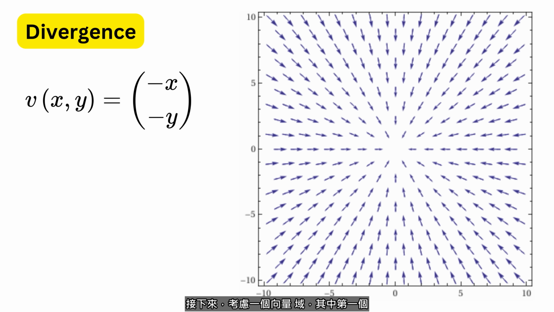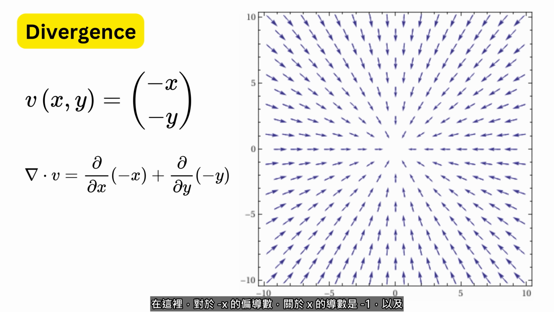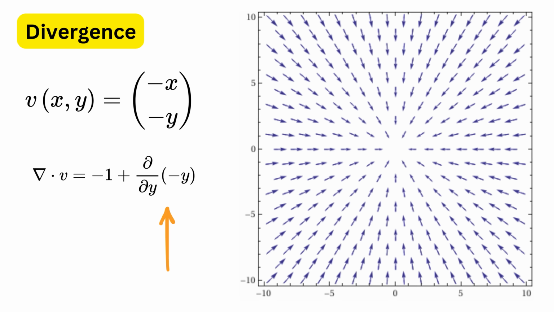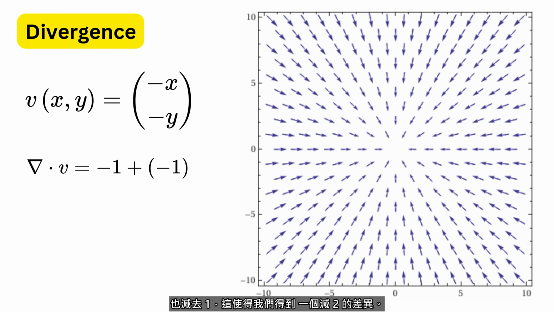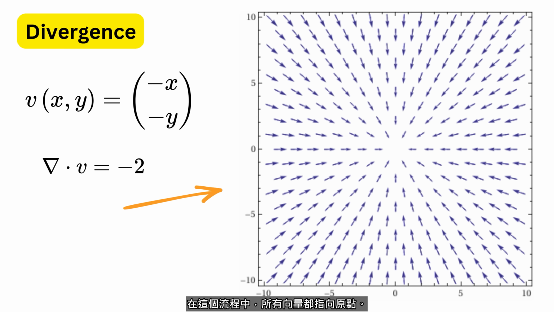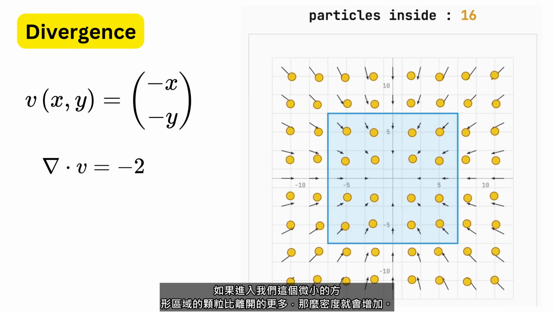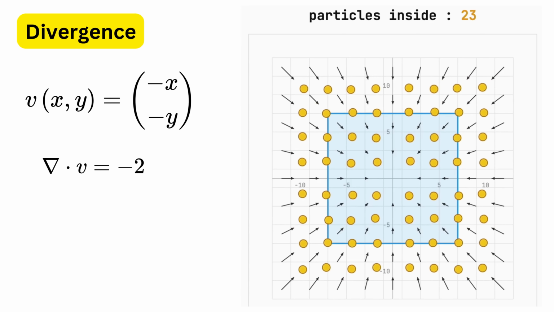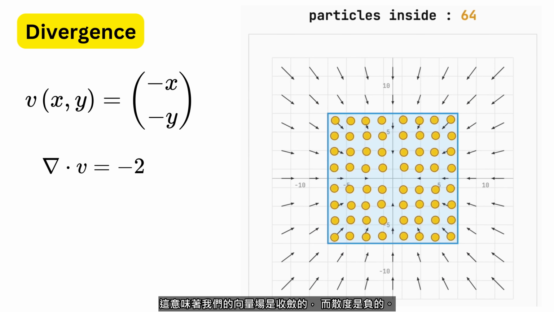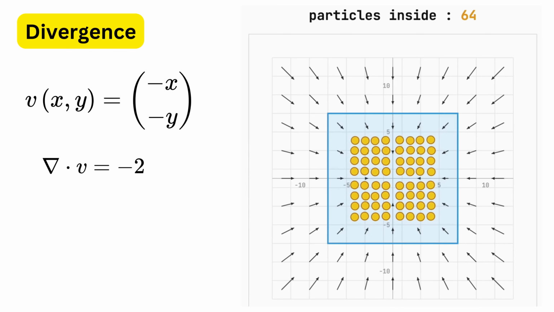Next, consider a vector field where the first entry is minus x, and the second entry is minus y. Here, the partial derivative of minus x with respect to x is minus 1. And the partial derivative of minus y with respect to y is also minus 1, giving us a divergence of minus 2. In this flow, all the vectors point toward the origin. If more particles enter our tiny square region than leave, the density increases. This means our vector field is converging, and the divergence is negative.